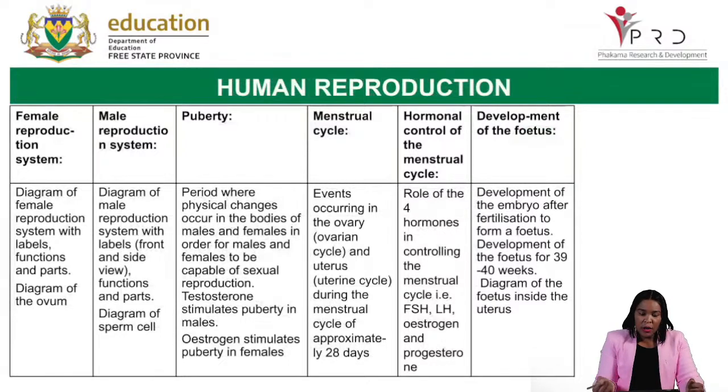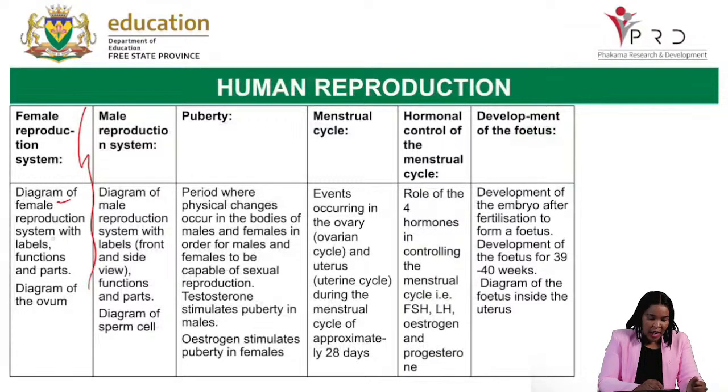So the topic of human reproduction is a very huge one, and it is divided into the female reproductive system and the male reproductive system. For the female one, you must know the diagram of the reproductive system. You must know the labels and the functions of the parts, and you must also be able to draw a diagram of the ovum. With the male, you must know the diagram as well, the labels. You must know the side view and the front view. Then the functions of the parts and the diagram of a sperm cell, very important. Then puberty. What is puberty?